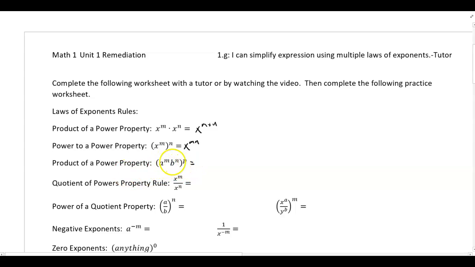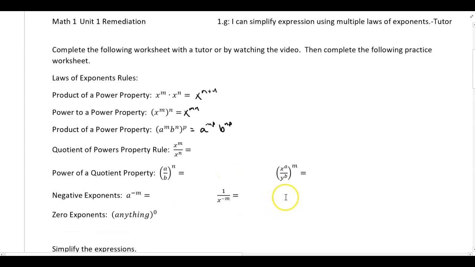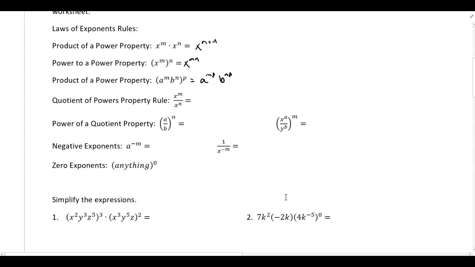Everything in this quantity is being raised to the p power. So this would be a to the m times p and b to the n times p. Okay? So you have to know when to use each of these properties. We know quotient of a power's property, right? We know right away we can just go ahead and subtract those powers, but you can also use the canceling technique if you had to.